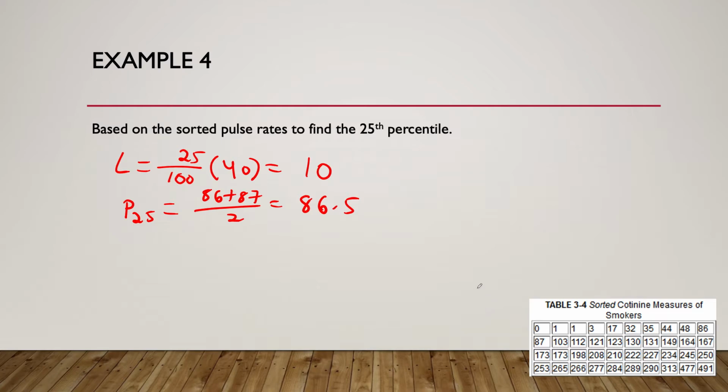As we can see from this cotinine levels down here on this table, we took this 86 here, and the value above it, 87 over here, which is where those came from.